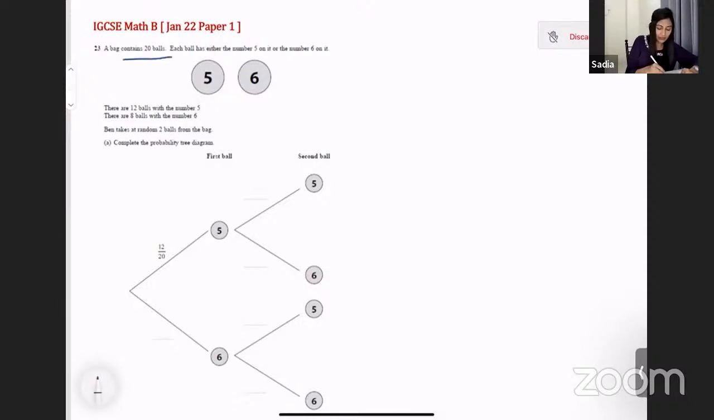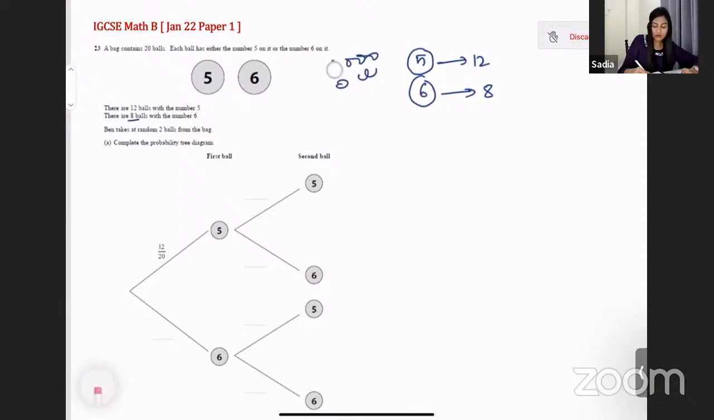So for number 23 from Jan 22, Math B paper 1, we have a bag that contains 20 balls, and each of them is labeled either 5 or 6. They have mentioned that we have 12 balls that are numbered 5, and 8 balls that are numbered 6. So in total, we have 20 different balls, and we need to pick 2 balls from the bag randomly.